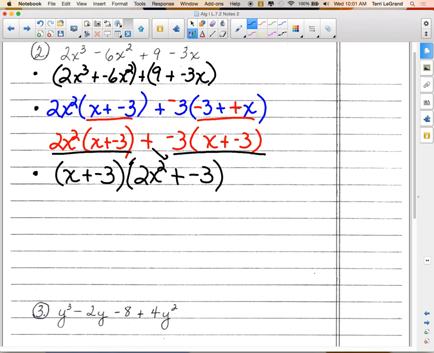And now we'll clean this up. X minus 3 times 2x squared minus 3. Okay, multiply it out. Make sure we got a good answer. Check it out. We're going to do check problems today. We're not going to be just happy to have answers. You don't have that many problems to do.